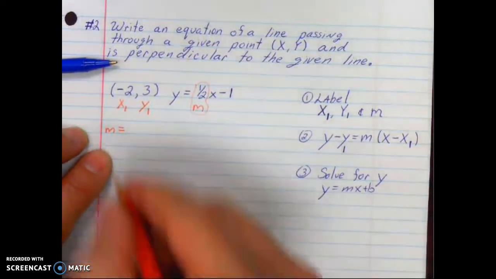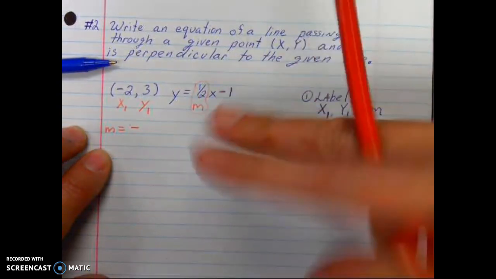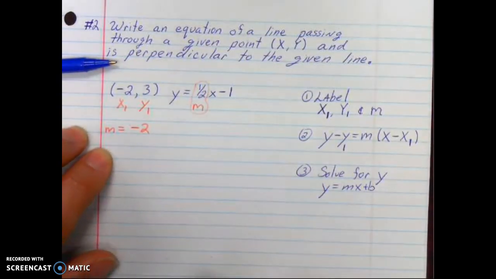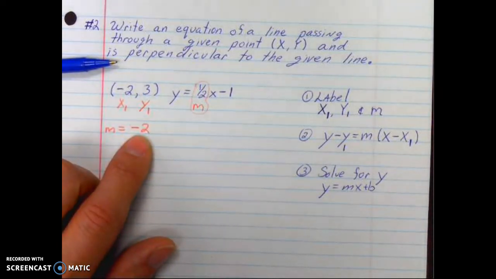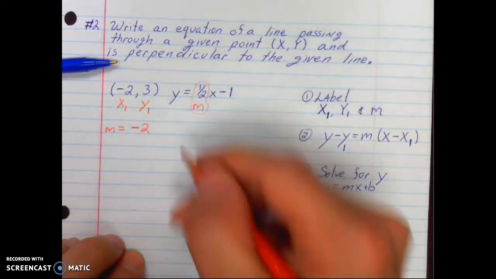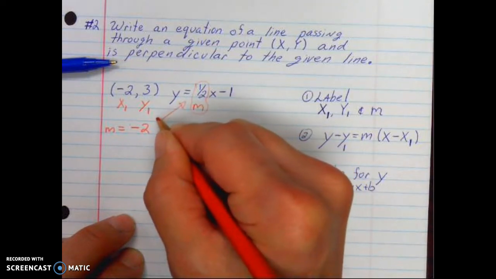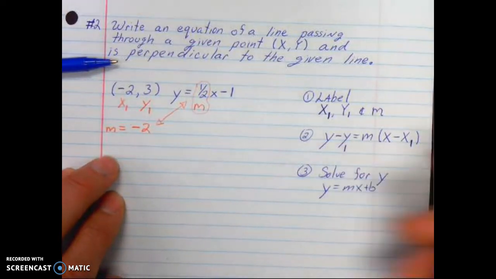Well, that's a positive, so this is going to be negative. That's a 1/2. If I flip it upside down, it just becomes a 2. So my new slope that I'm going to use for step 2 is -2. So do you see the difference here? This is how we're going to tell that these are perpendicular. So we're moving on to step 2. We're going to go a little bit quicker.